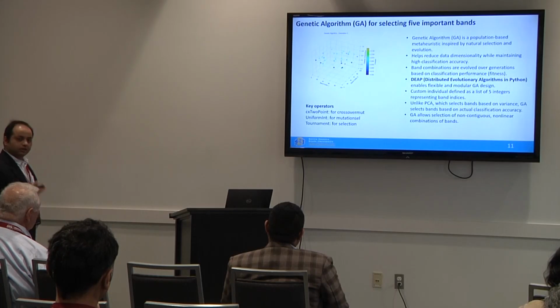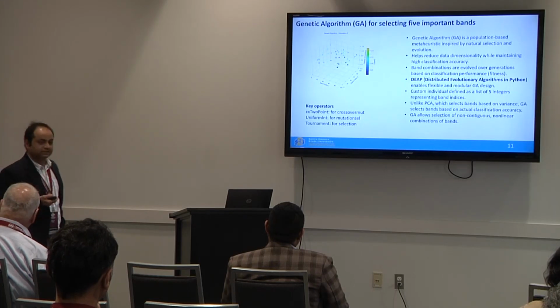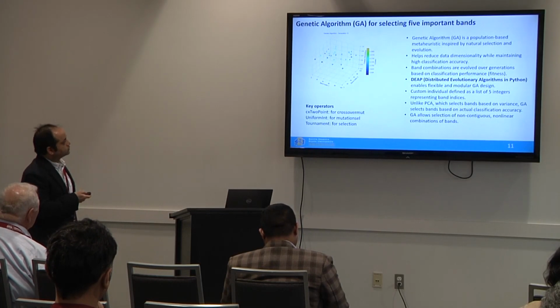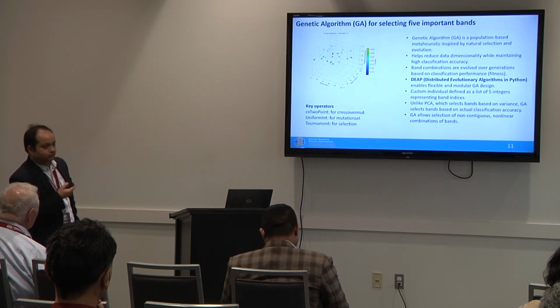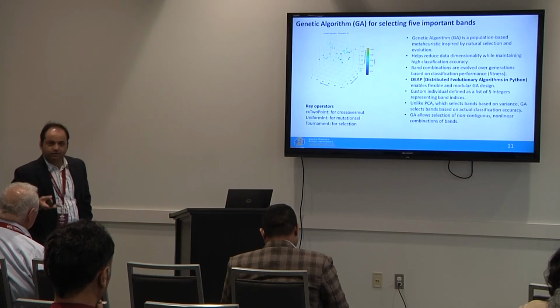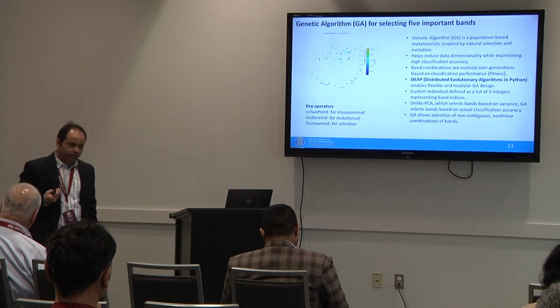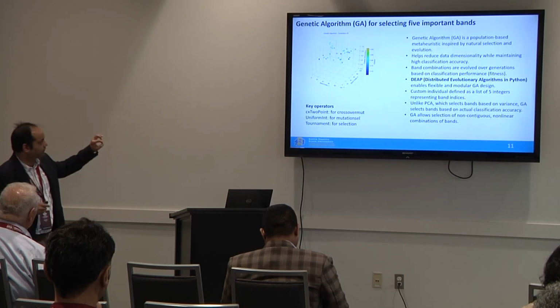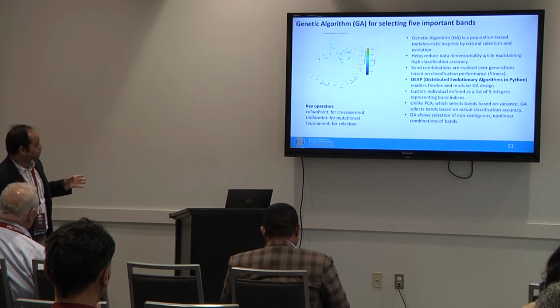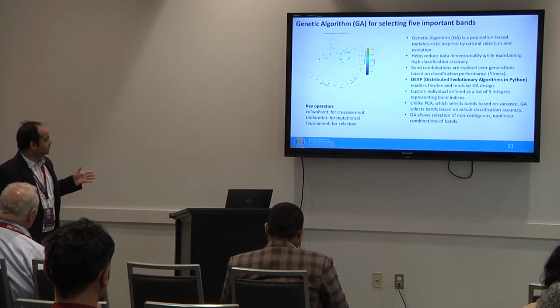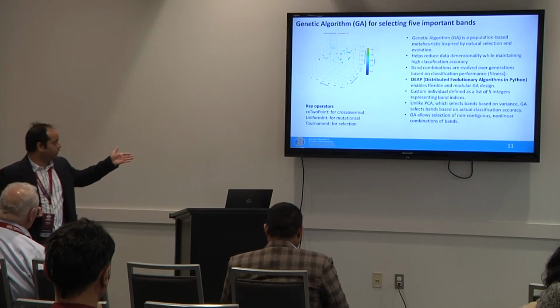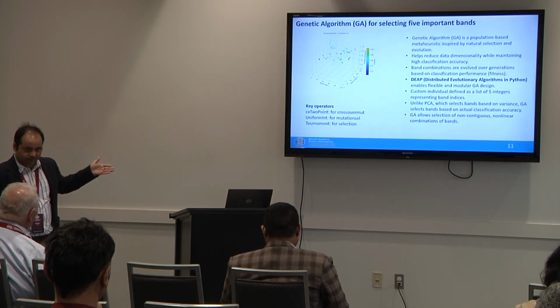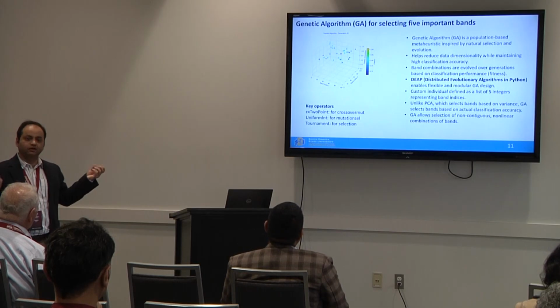So let's quickly walk through what exactly a genetic algorithm does. For this, we use DEAP, which is a Distributed Evolutionary Algorithms in Python package that you can use to implement your genetic algorithm search method. These are the key operators that we use, which are functions within that package: two-point crossover, uniform mutation with uniform int as a function, and tournament for the selection criteria.